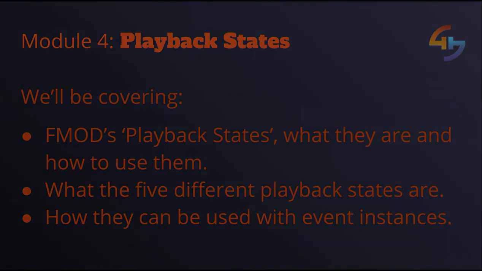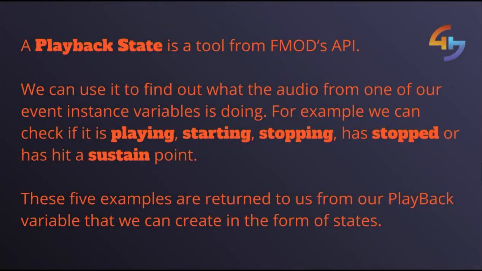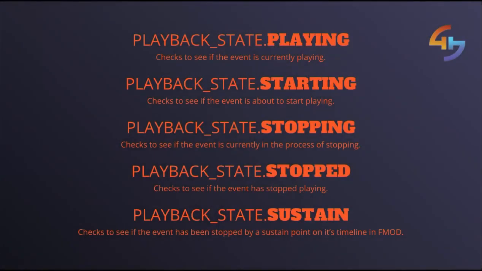So a playback state is a tool from FMOD's API. We can use it to find out what the audio from one of our event instance variables is doing. For example, we can check if it is playing, starting, stopping, has stopped, or has hit a sustain point. These 5 examples are returned to us from our playback variable that we can create in the form of states. The 5 main states are called playing, starting, stopping, stopped, and sustaining respectively. So we're going to look at how we can use them with a playback state variable.